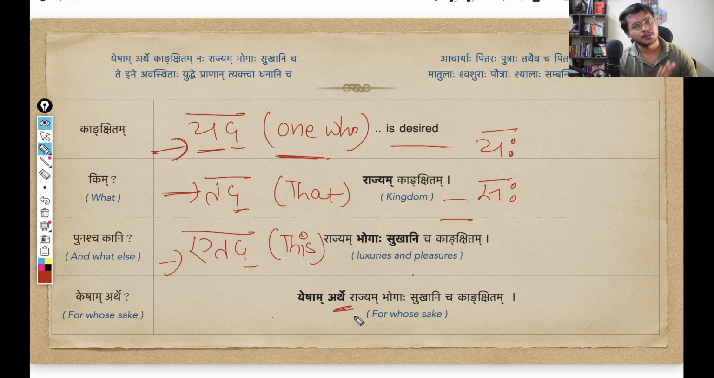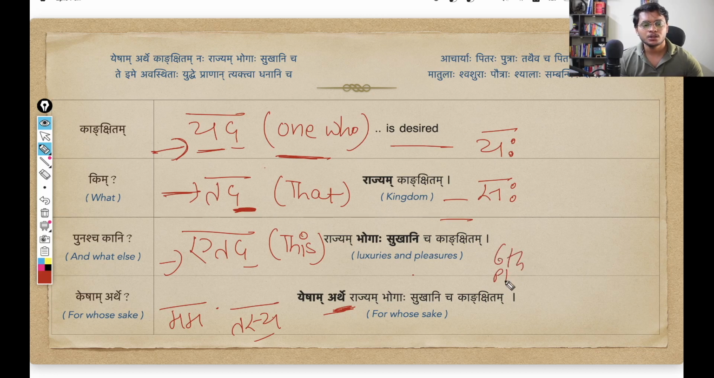Okay, and this arthe simply means for the sake. So if I want to say for my sake, I will say mam arthe. Mam we already know. Mam is my. So mam arthe will mean for my sake. If I want to say for his sake, I will use the sixth case of this pronoun tad. So this in sixth case becomes tasya, right? We have seen. So tasya arthe becomes for his sake. And suppose I want to say for their sake, a lot of people. So plural. So I am going to use the plural of this pronoun tad. Tad in sixth case plural changes into tesham. Right? So tesham arthe will mean for their sake.